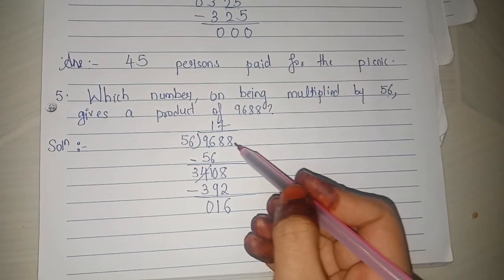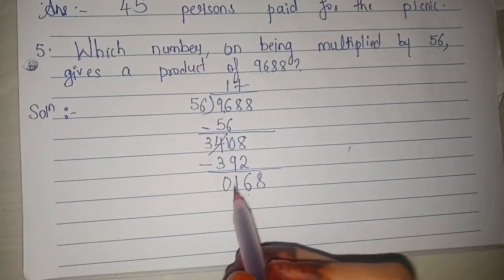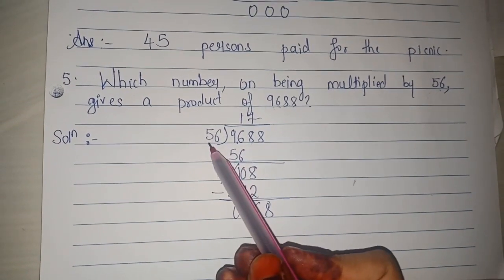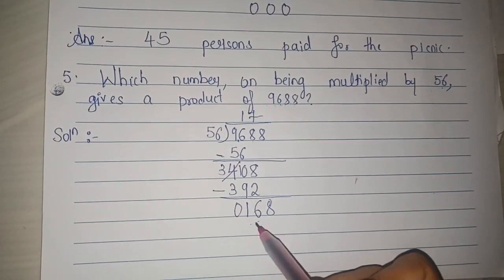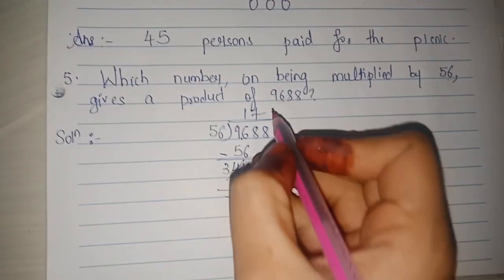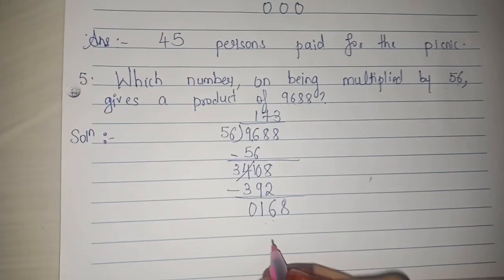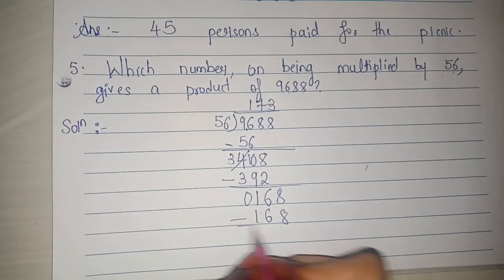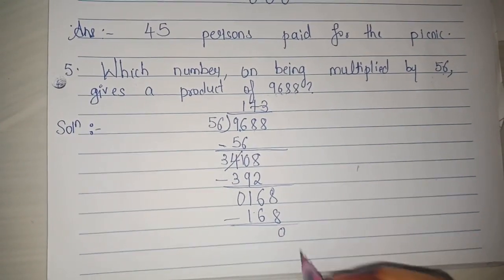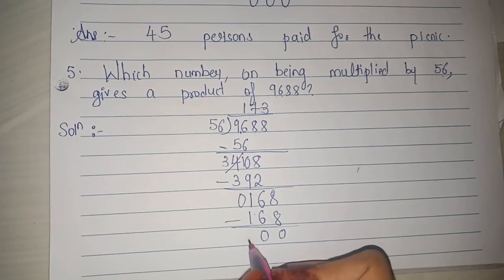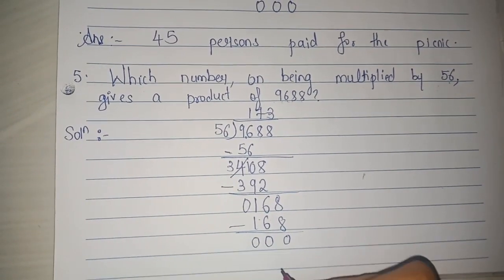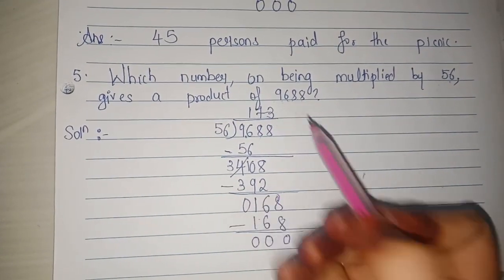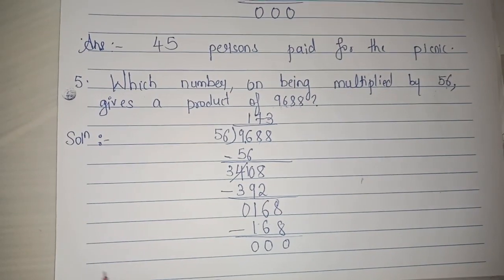Understood? Now take this 8 down. We get 168. So 56 3s is 168. So 3 will come here and 168 will come here. Now subtract them. So 8 minus 8 is 0, 6 minus 6 is 0, 1 minus 1 again 0. Okay, so our answer is 173. Got it?